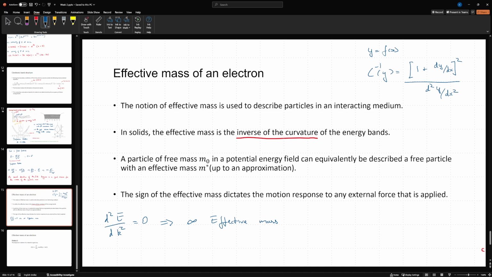And similarly, if d squared E by dk squared is negative, then we will have negative effective mass. So what does this mean? What does a negative effective mass mean? To understand this, we can think of a very simplistic example.